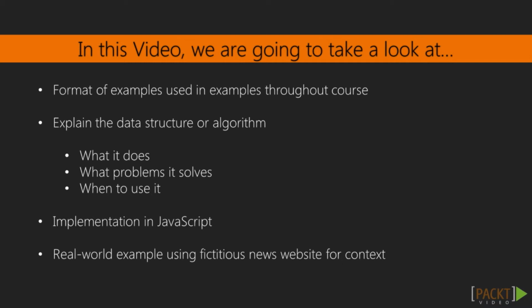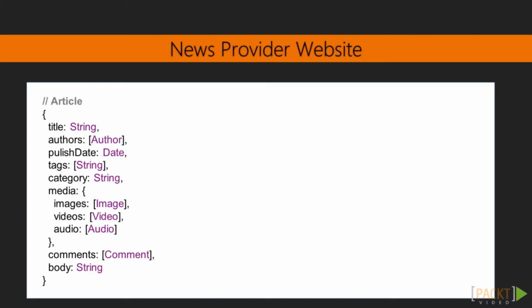Next, we'll go over a simple implementation in pure JavaScript. Then finally, we'll go over a specific example of how to use the data structure or algorithm described in that section. The examples will use data representing a fictitious news provider website. So look at the examples in this context, such that the data models things such as articles, authors, comments, etc.